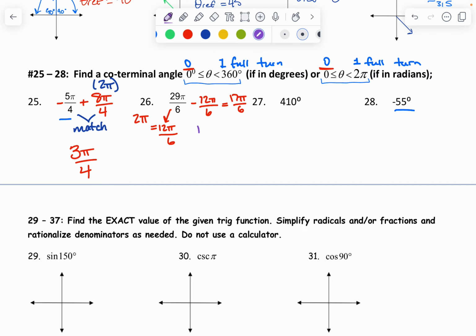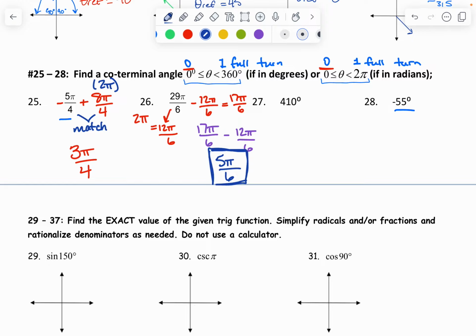So I have to take that 17 pi over 6, and I have to go another negative turn. 17 minus 12 is 5 pi over 6, and that finally fits into my range.